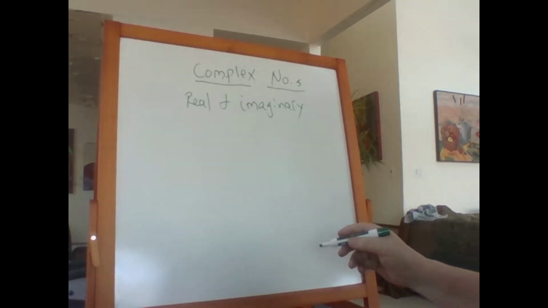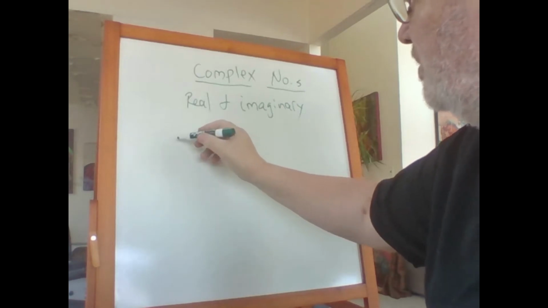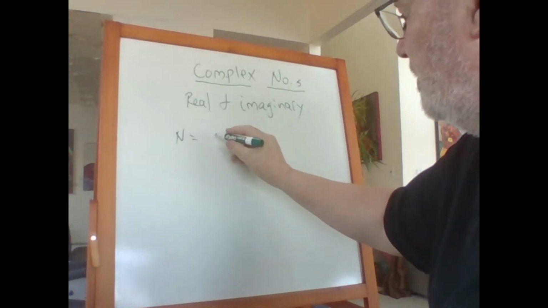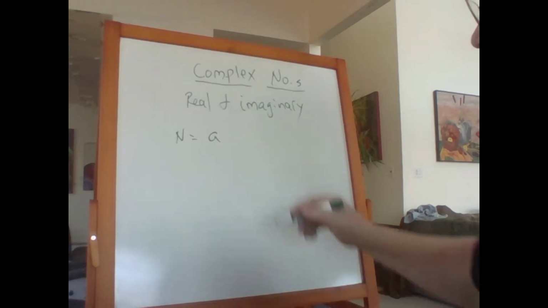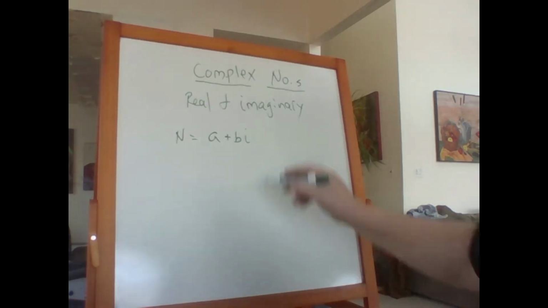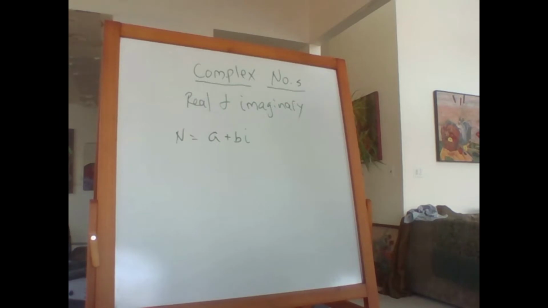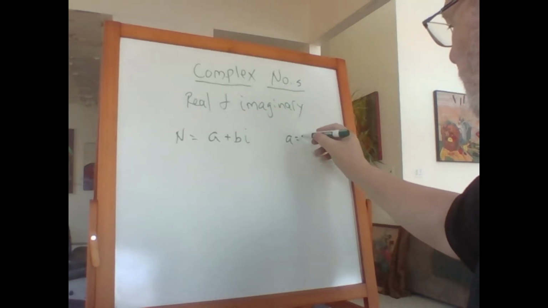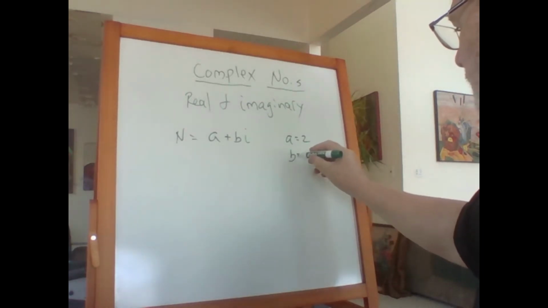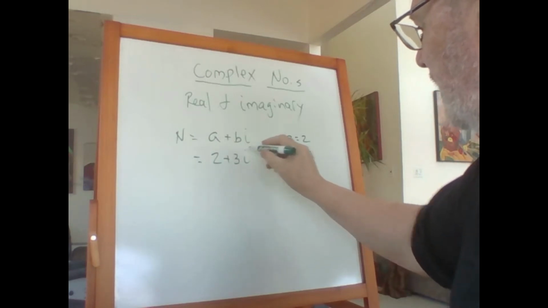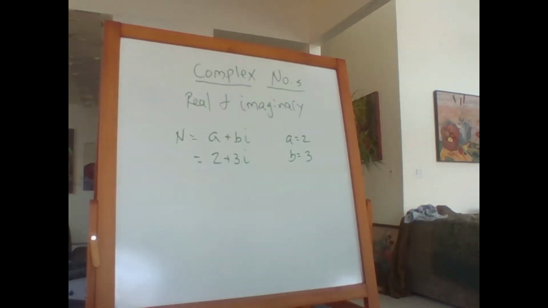And for example, we have a complex number, we'll call it n, and it's made of a real component and an imaginary component. And that imaginary component can be multiplied by a real component. So, for example, if a is equal to 2 and b is equal to 3, n would be 2 plus 3i. And that's a complex number. It's not really hard. It's not complex in that sense.